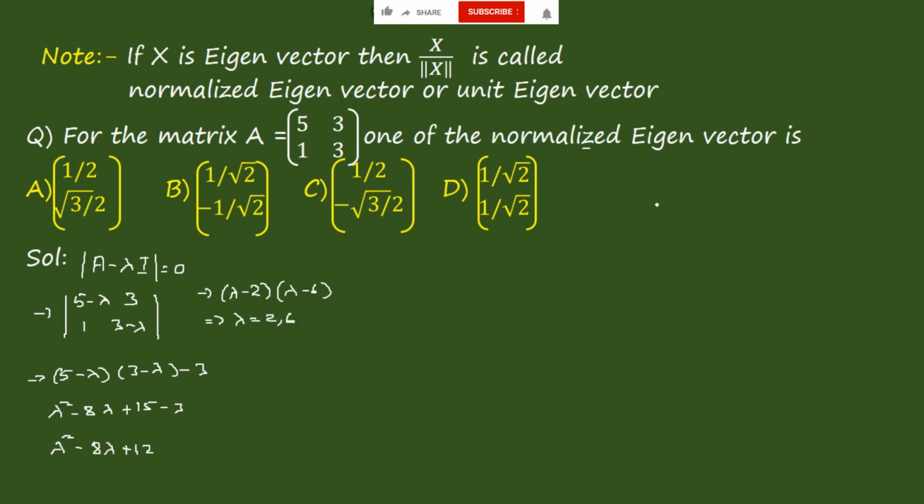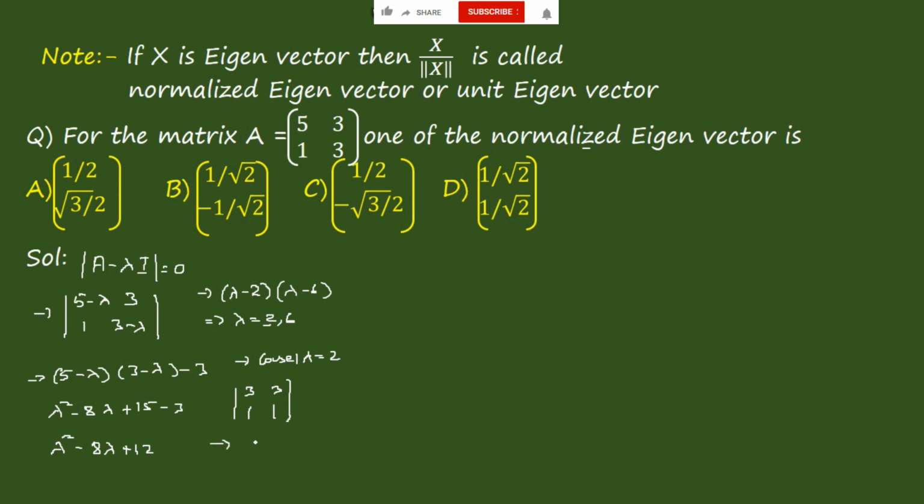Now we have to find the eigenvector. Case 1: when lambda is equal to 2. Just substitute in this particular matrix. So it becomes 5 minus 2, which is 3, and 3, and 1, and 3 minus 2, which is 1. Now we have to find the eigenvectors.